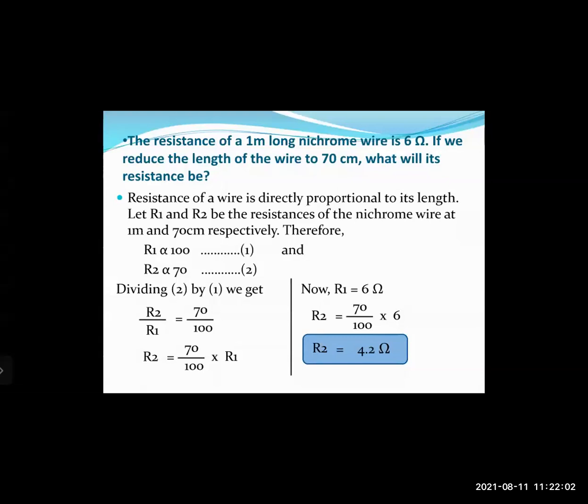Now we know R1 is 6 ohms. If you substitute here, you will get R2 equals 70 by 100 into 6. That will be 4.2 ohms, right? So this is how we have calculated the value of R2 as 4.2 ohms, right? Now here we have used the concept that resistance is directly proportional to the length of the wire. So if you increase the length of the wire, if the thickness remains the same, the thickness of the wire has to remain constant, then resistance will increase with the length of the wire.